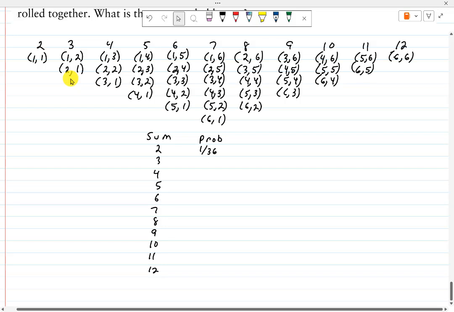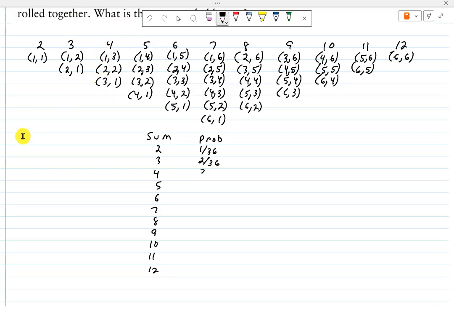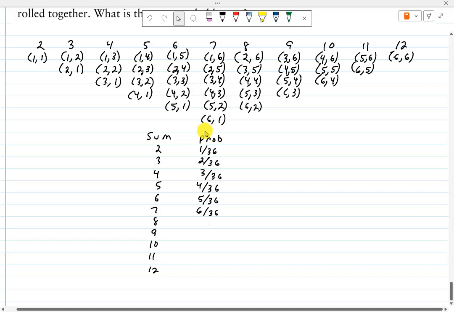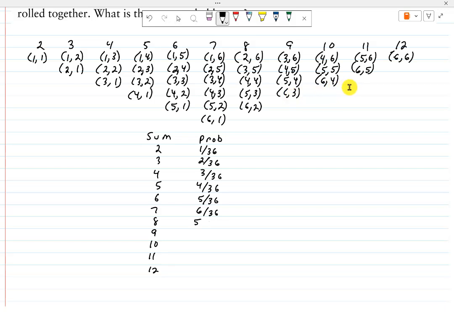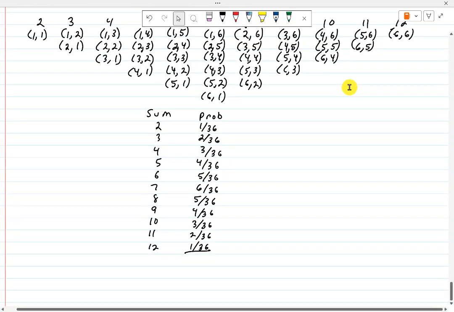And then with 3, we have 2 out of 36. And then 4, 3 out of 36. Well, you see how this is going. The next one will be 4 out of 36, 5 out of 36, 6 out of 36. But that's when it got to its highest point. So by the time I got 6 out of 36, that means I've done that column there. And now we're going to start counting down 5, 4, 3, 2, 1. So we'll have 5 out of 36, 4 out of 36, 3 out of 36, 2 out of 36, and 1 out of 36. Check to make sure it adds up.